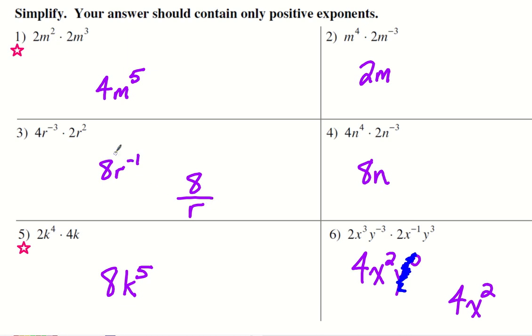Now the 8 does not have a negative power. This negative 1 power only applies to the r. This 8 has technically a positive power of 1, so the 8 stays in the numerator. And it's only the r that drops down to the denominator so that it can have a positive power of 1 then, okay?